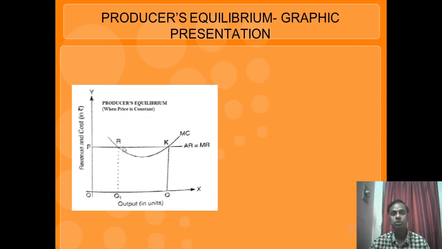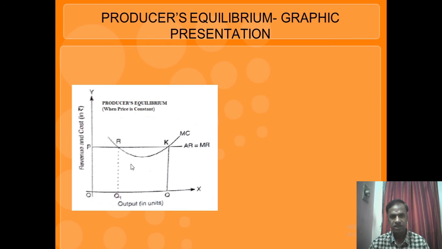MR is equal to MC in 2 places. In R also MR is equal to MC. In K also MR is equal to MC. But in which level of output will the producer get more profit? Because here only one condition is satisfied. But you come here, at K, MR is equal to MC. The second condition is MC is rising, or MC cuts MR from below.